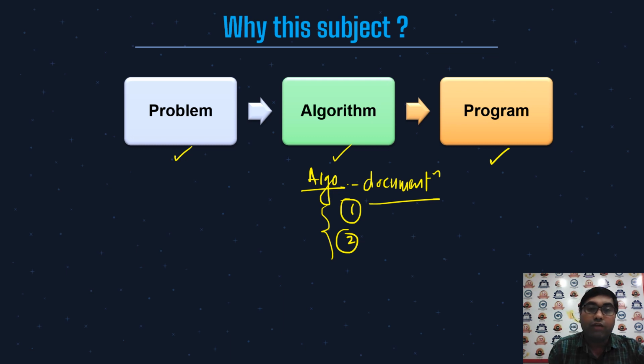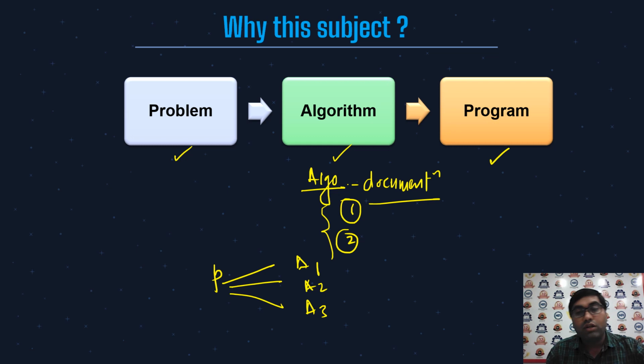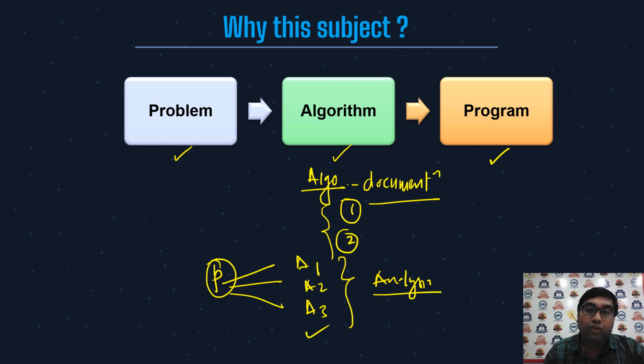algorithm, because if I am given any particular problem, for that problem several algorithms will be available, like algorithm 1, algorithm 2, algorithm 3. So these three are the different alternatives for solving this particular problem. Now, the question is: among A1, A2 and A3, which particular algorithm is best suitable for me? So for that, I have to go for the analysis of all these algorithms. So how to perform the analysis of all these algorithms, that also we have to study under this subject.